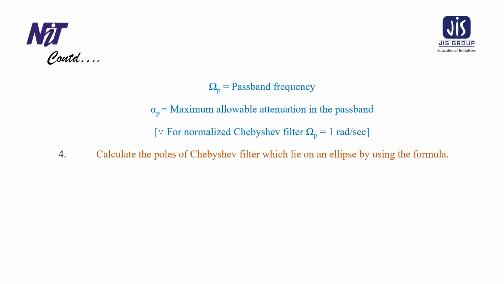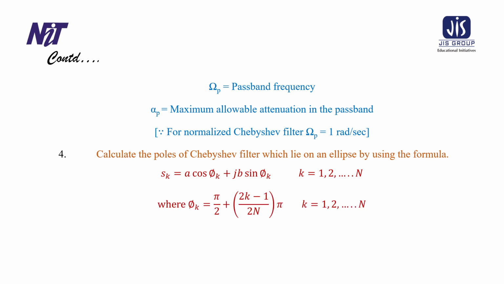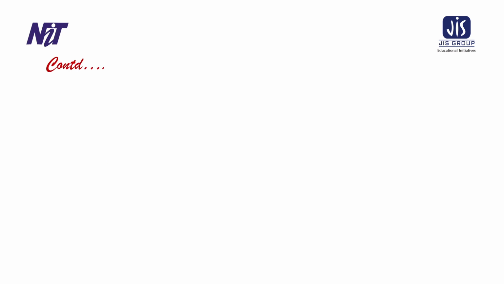Calculate the poles of the Chebyshev filter, which lie on the ellipse, by using the formula. This is step 4. The formula is Sk equals A cos phi k plus j B sin phi k, where phi k equals pi by 2 plus (2k minus 1) divided by 2n, times pi, where k equals 1 to n. Step 5: find the denominator polynomial of the transfer function using the above poles.